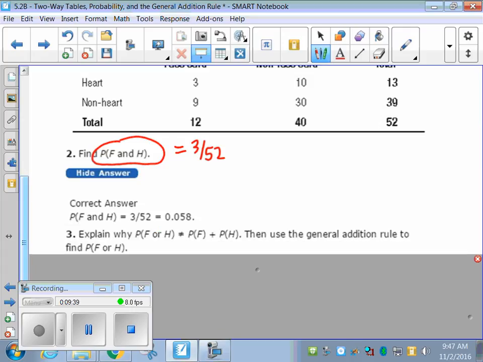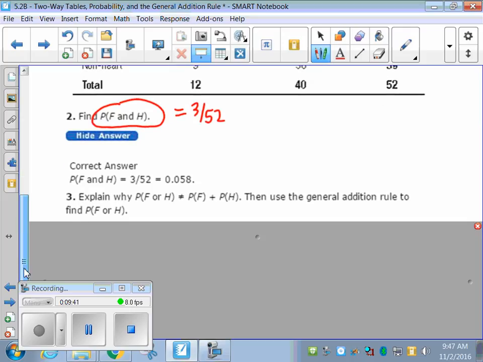And now you guys can do number 3. Explain why the probability of getting a face card or a heart card is not equal to the probability of a face card plus the probability of a heart card. And then use the general addition rule to find the actual answer of the probability of F or H.